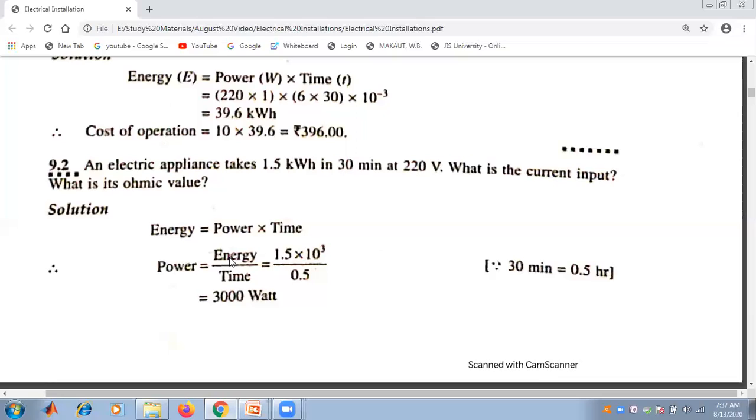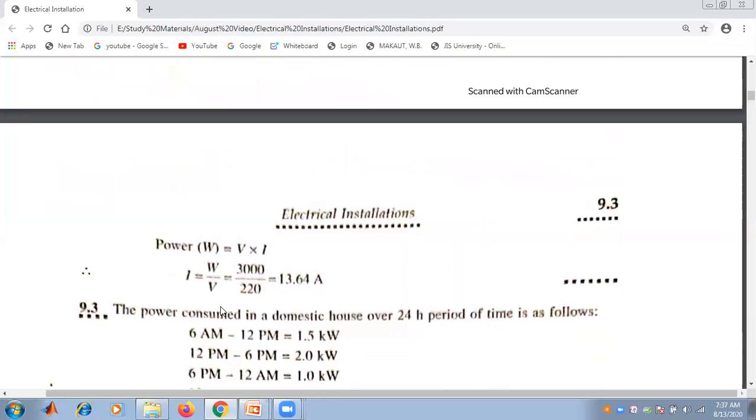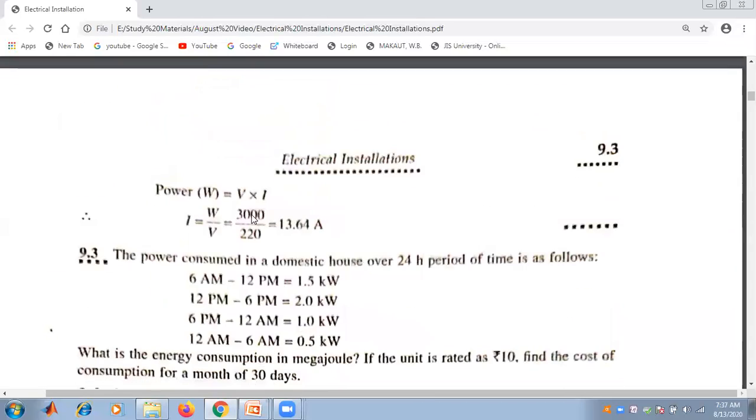So power is nothing but energy by time. Energy is given as 1.5 kilowatt hour, that is 1.5 into 10 to the power 3 divided by 0.5, which gives the power 3000 watt. Next, we have to find the input current. Power is equal to V into I. V is given as 220 volt. So I is 3000 by 220, that is 13.64 ampere, the input current.